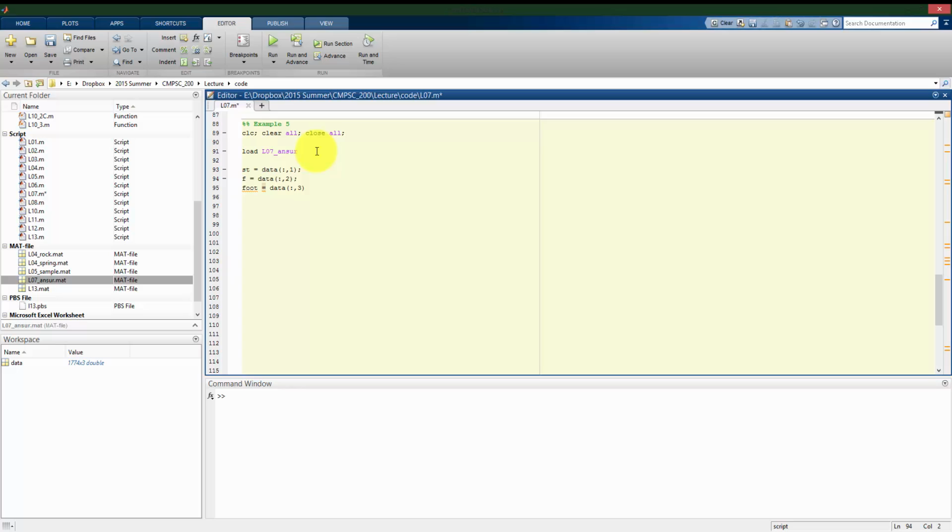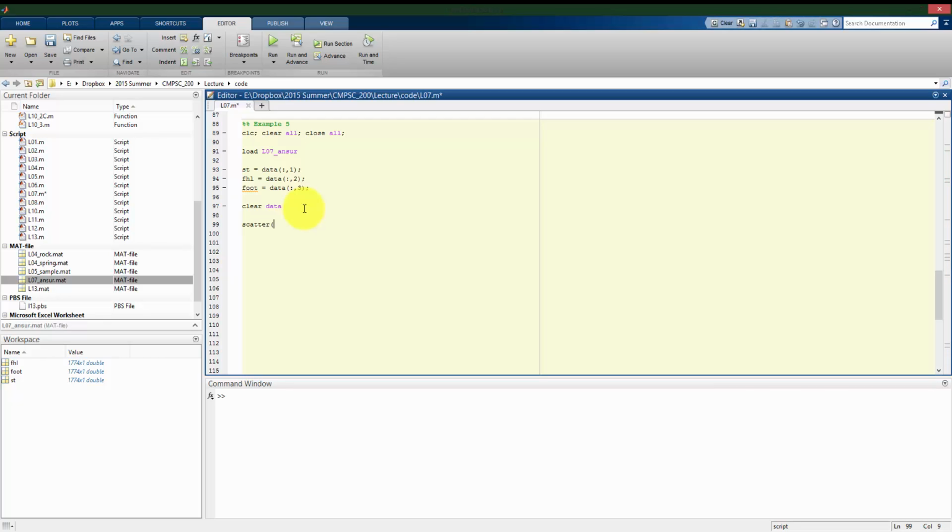Let me call this FA for forearm to hand length, that way we don't confuse this quite as much. And then I can get rid of that variable data once I take everything I need out of it. So if I run this, I take stature as the first column, forearm hand length as the second column, and foot length as the third column. Then I just get rid of that matrix called data because I'm not going to need it for further analysis.